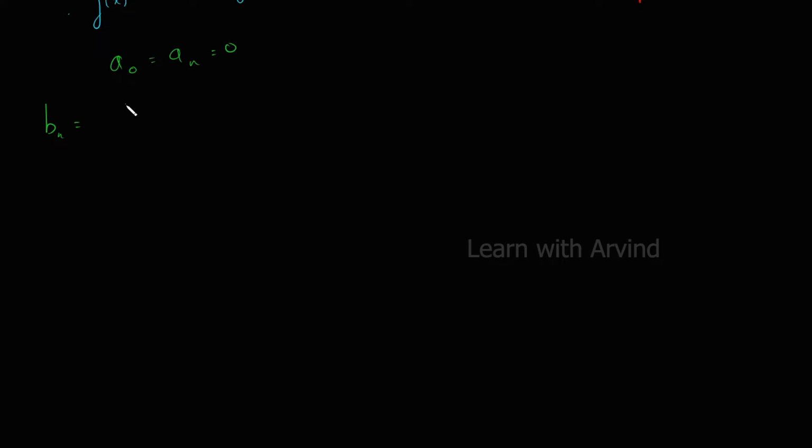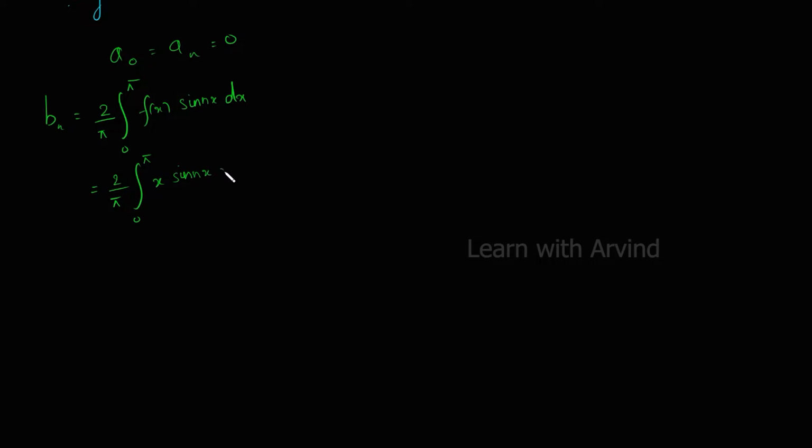Bn is equal to 2 by pi integral 0 to pi f of x sin nx dx. f of x is given by x, and we are substituting that. Since we have two functions x and sin nx, we use integration by parts. We are putting u is equal to x and dv is equal to sin nx dx.